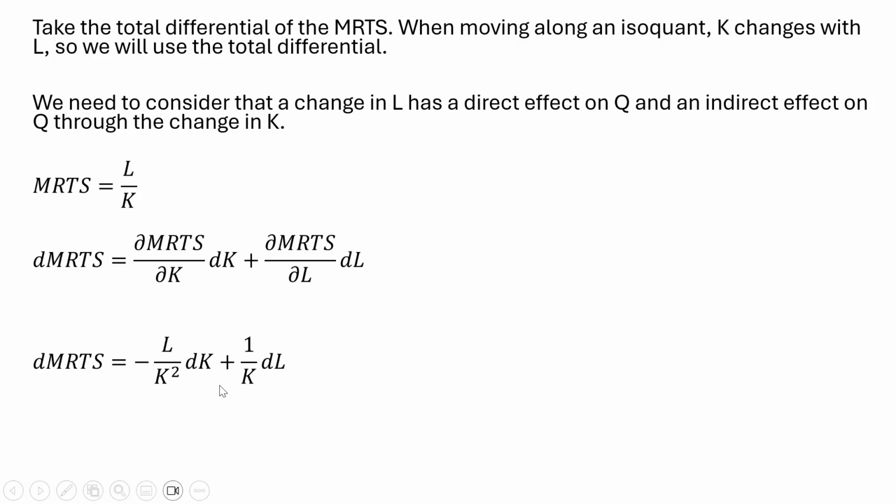Next thing we'll do is we will divide through by dL. So I'm going to divide the left-hand side of the equation and right-hand side of the equation by dL. So dL divided by dL, that cancels, becomes 1. Then we got dK over dL. And then we now have the derivative of the marginal rate of technical substitution with respect to labor.